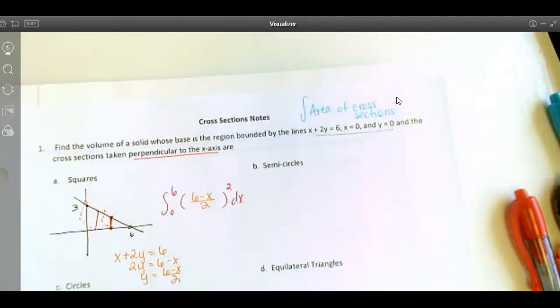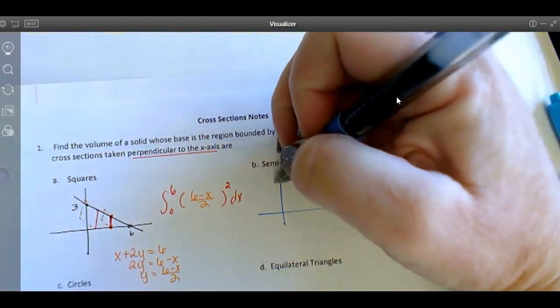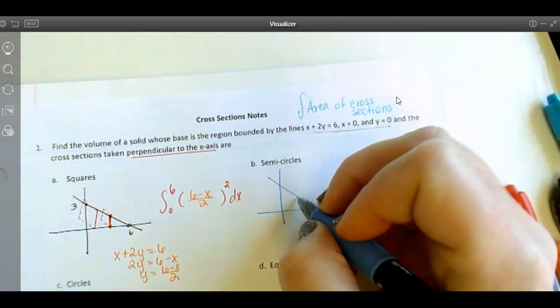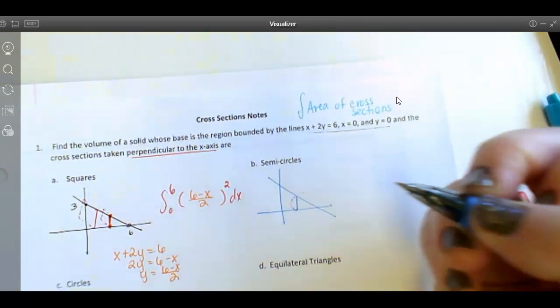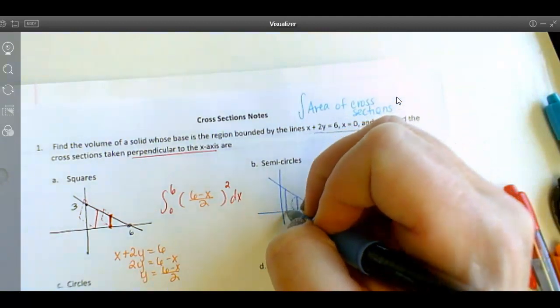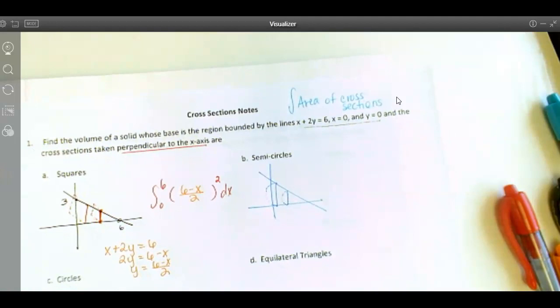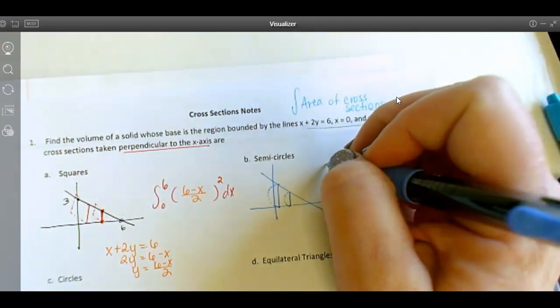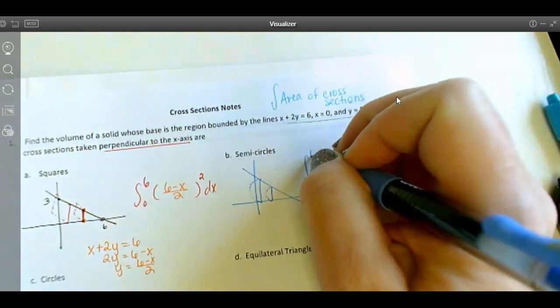So look at B. So this time it's the same picture, but instead of squares, we're drawing semicircles. So that would be the diameter, and you have this little circle coming up here. Or here's a diameter, and you have this little circle coming up. And you're just adding all those little semicircles together. Okay? So because all of these are perpendicular to the x-axis, it's still from 0 to 6.